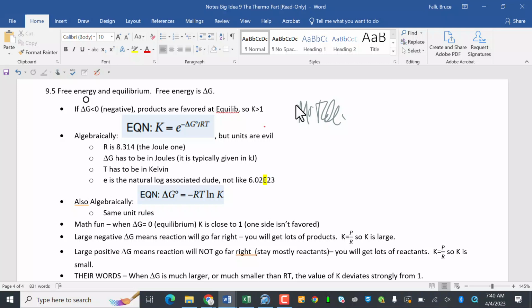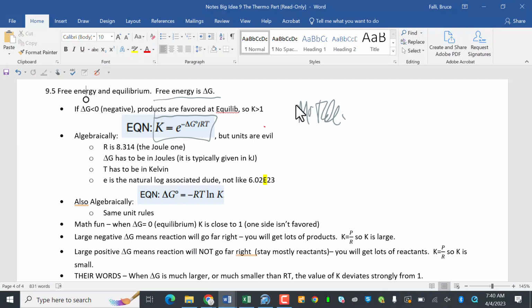Free energy in equilibrium. Remember, free energy is delta G. That's free energy to do work. If delta G is negative, that means it's spontaneous. So the products are favored at equilibrium, so K is greater than 1. And algebraically, this becomes true. But the units are evil.